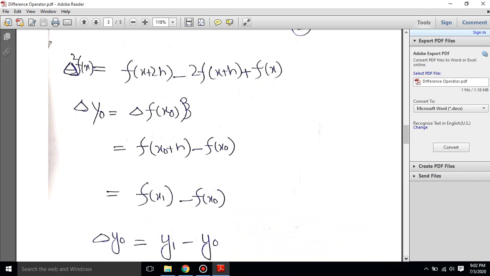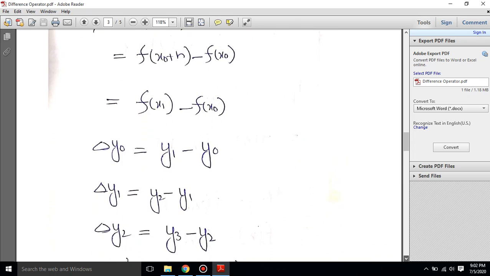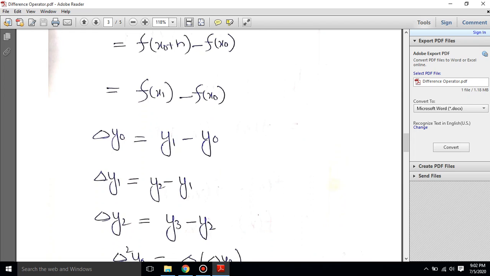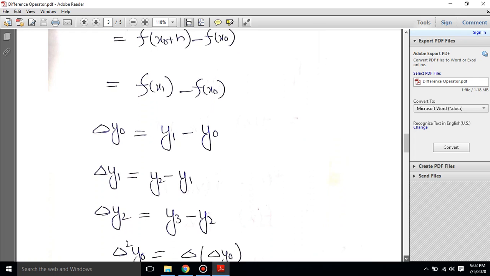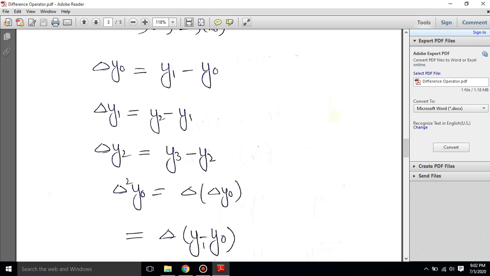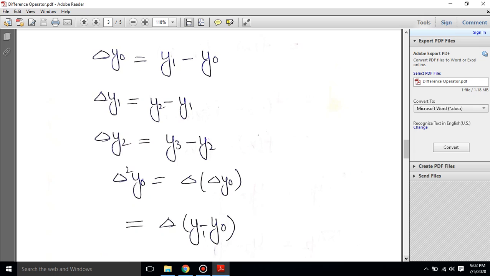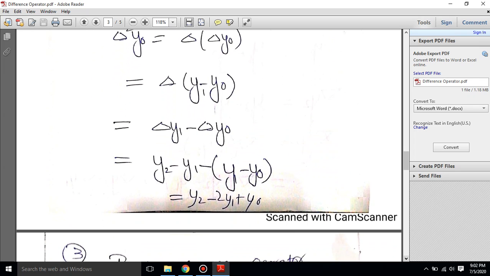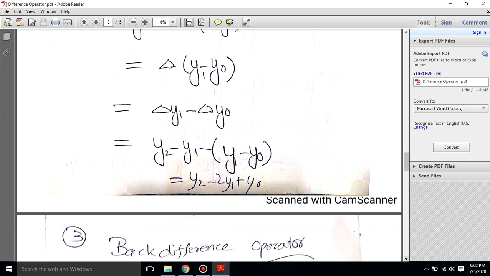Now if we want to implement this, you see that delta y naught will be equal to y1 minus y naught, delta y1 will be equal to y2 minus y1, and delta y2 will be equal to y3 minus y2. And delta square y naught will be equal to delta y1 minus delta y naught. So this is all about the implementation of the difference operators as far as the forward difference operator is concerned.